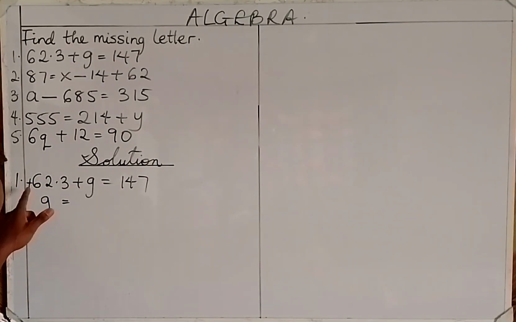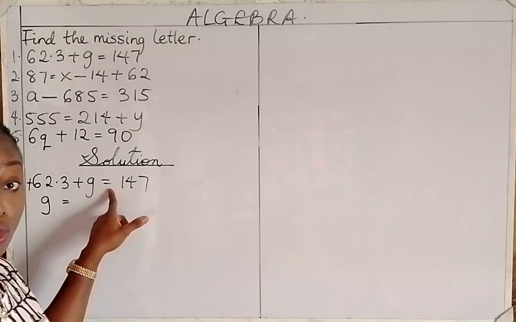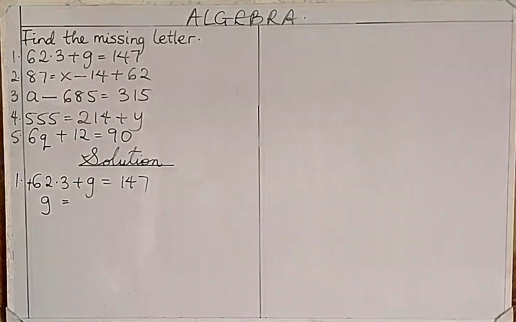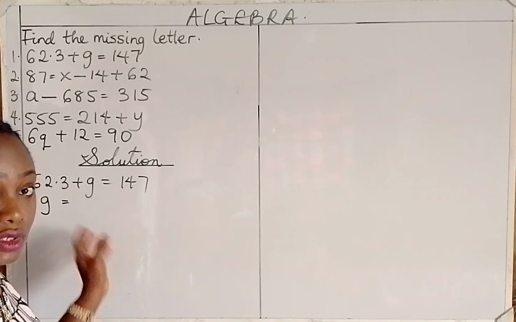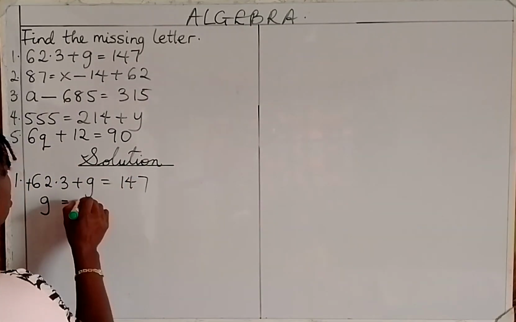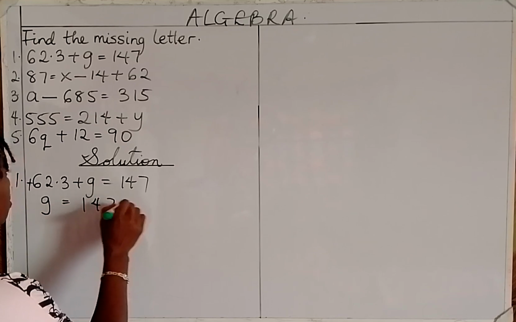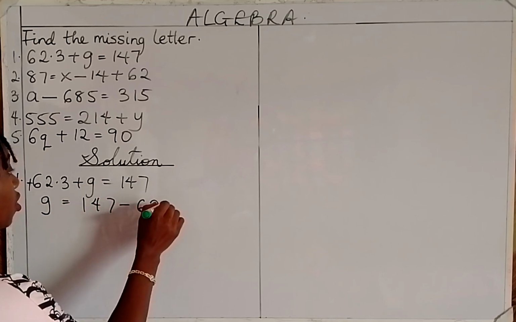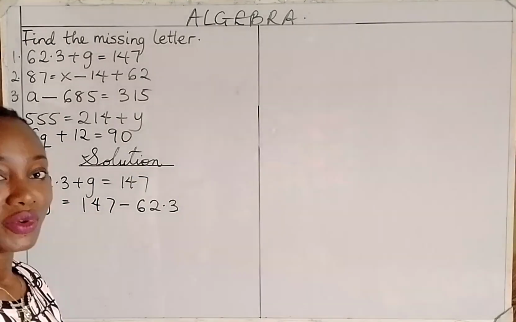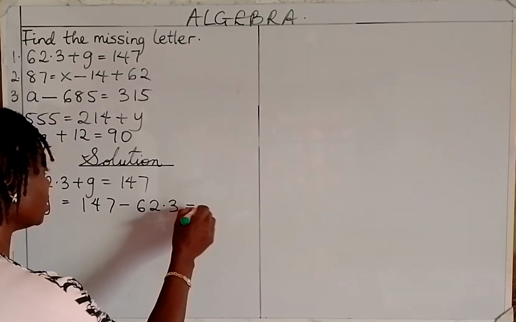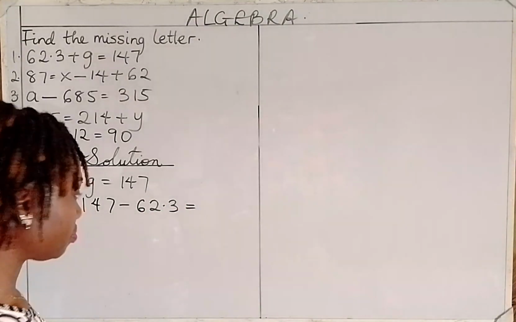Now when a plus sign crosses the equal to sign, it becomes what? Minus. It becomes minus. So this becomes 147 minus 62.3. Okay? And what is 147 minus 62.3?